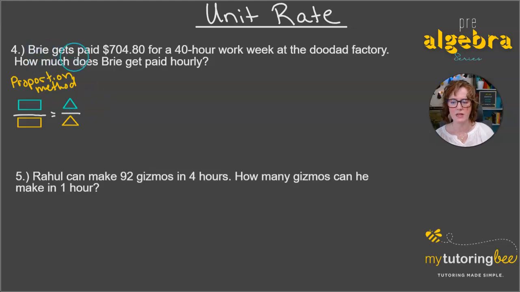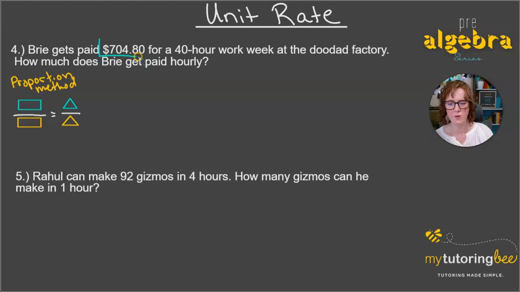All right, so Bree gets paid $704.80 for a 40-hour work week at the Doodad factory. How much does Bree get paid hourly? All right, so let's just try to assign each of our amounts here to one of these 4 items that can go in our proportion.